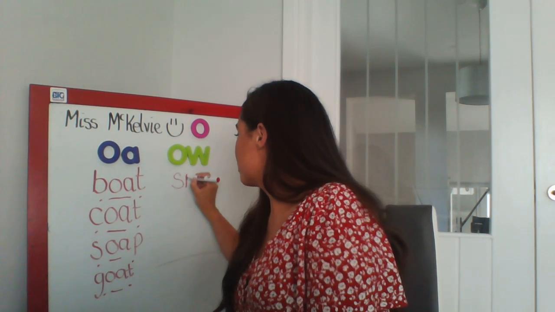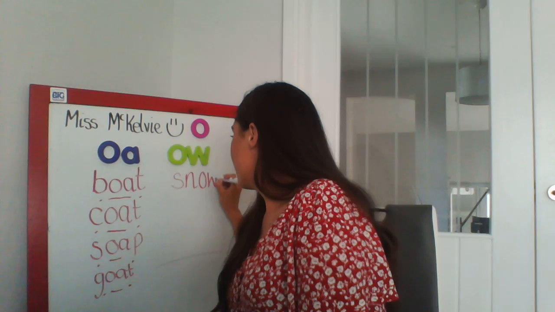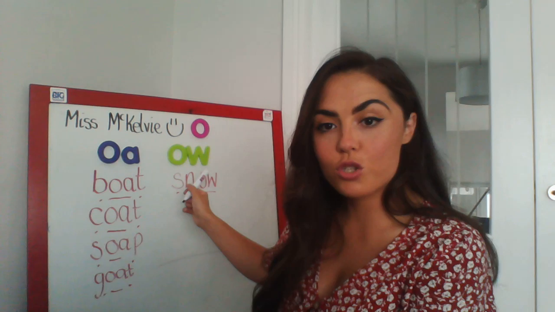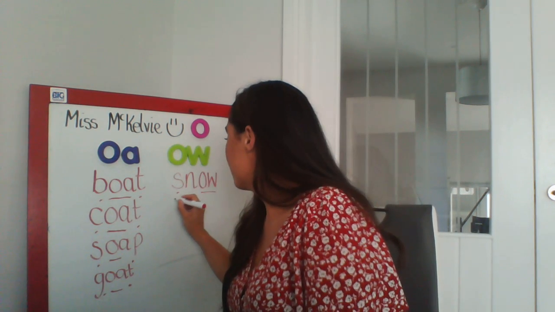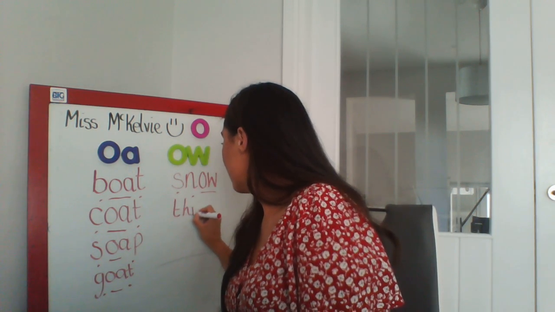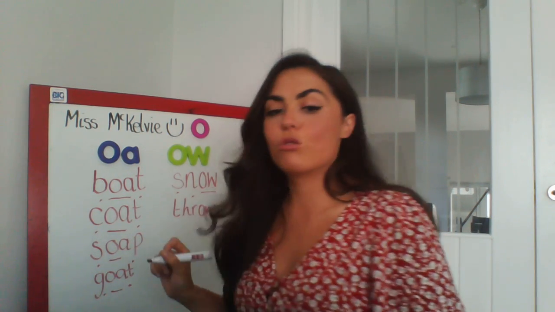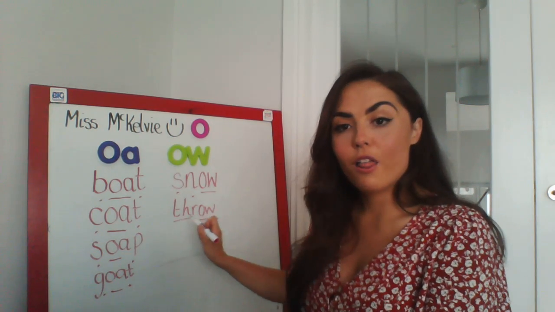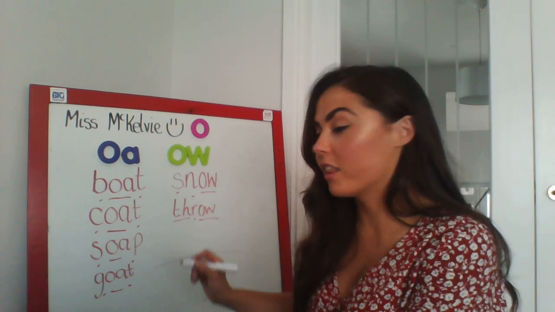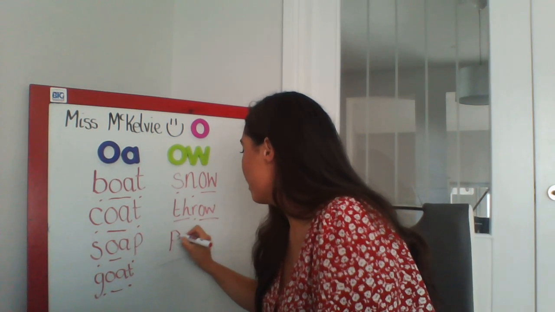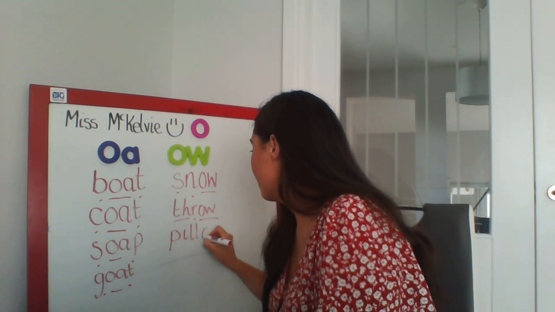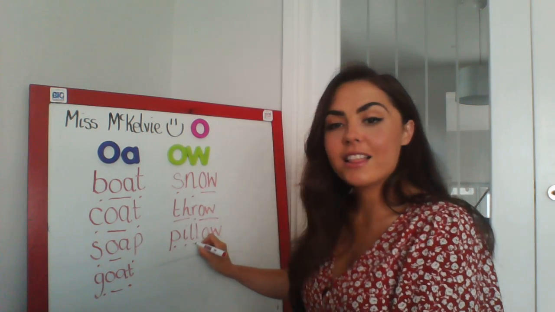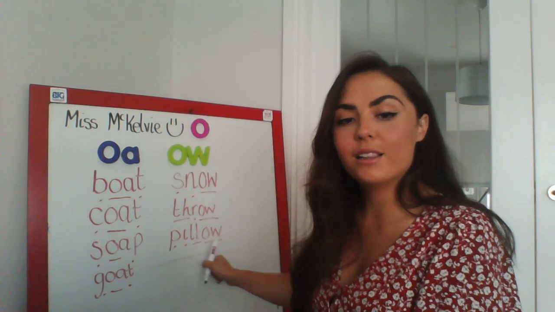So we've got this word. S, N, O, which is snow. Let's look at another one. Let's get two double sounds in it. We've got O, throw. Let's look at one last one. We've got P, E, L, O, pillow.